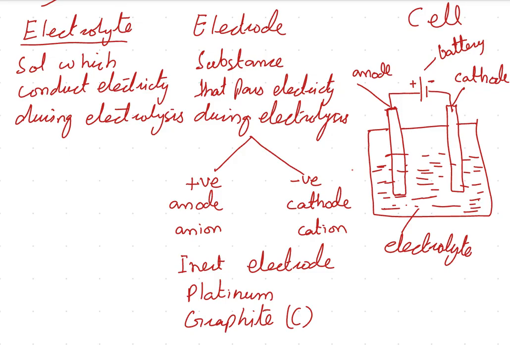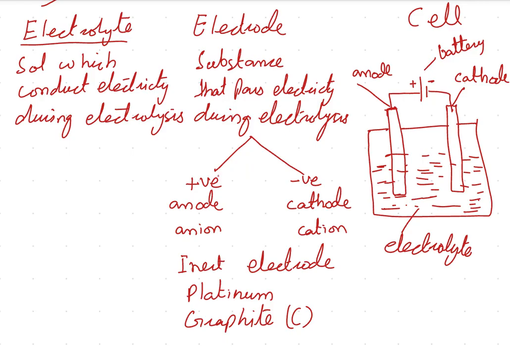So here we have an idea that we are going to break down the ionic compound in the molten or aqueous solution by means of electrolysis, and these three are the three portions of the electrolytic cell. The electrolytic cell contains the electrolyte. And what is electrolyte? Electrolyte is the solution which conducts electricity during the electrolysis, and the electrode is dipped in it. Electrode is what? It is a substance that passes electricity during electrolysis.